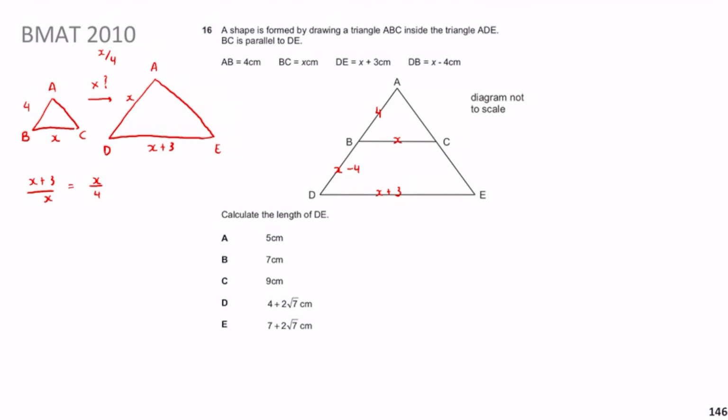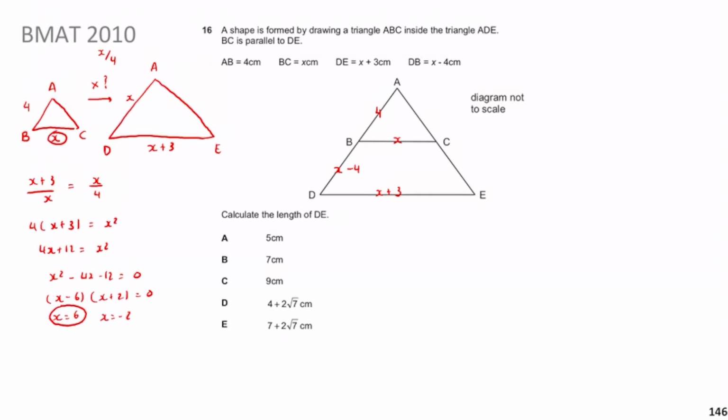And then if you just play around with this, you'll get 4x plus 3 equals x squared. And then you get 4x plus 12 equals x squared. You get x squared minus 4x minus 12 equals 0. And then if you solve this, you can put x minus 6, x plus 2 equals 0. And then from this, x equals 6 and x equals minus 2. But since x is the length here, and the length can't be a negative number, x must be 6 then, right?